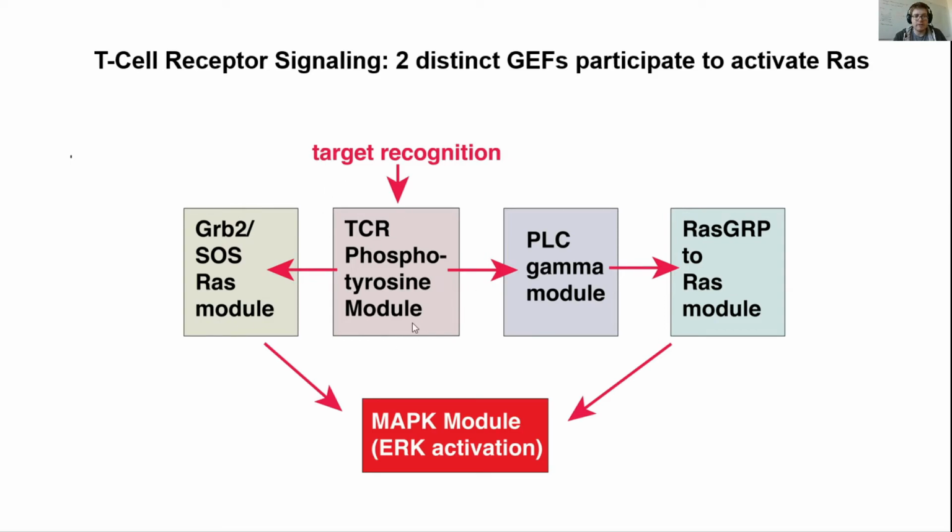But in addition, this phosphotyrosine module can communicate its signals to a PLC gamma module, which then produces the DAG and IP3, which goes on to activate the Ras-GRP branch of the Ras-GTPase signaling module, which also then will go on to stimulate activation of the MAP kinase module and ERK.